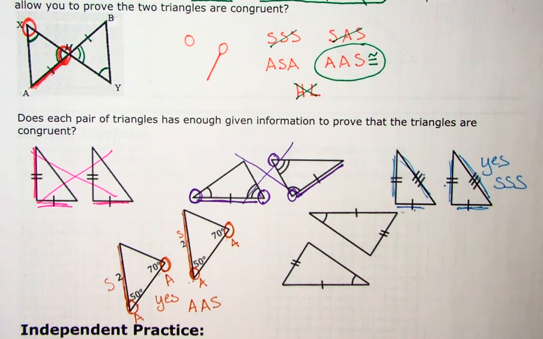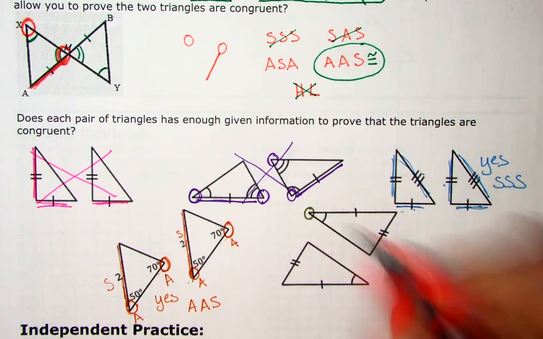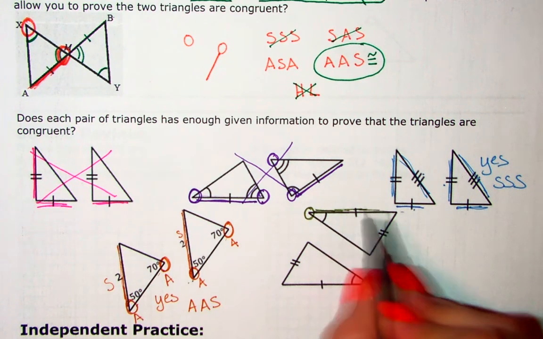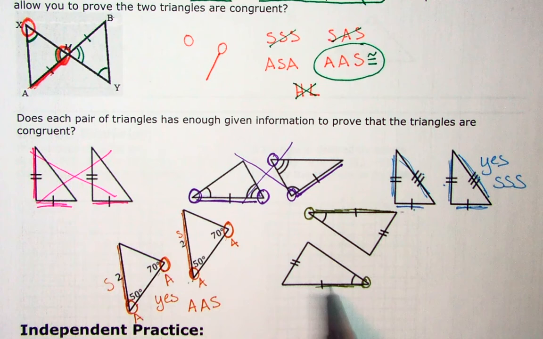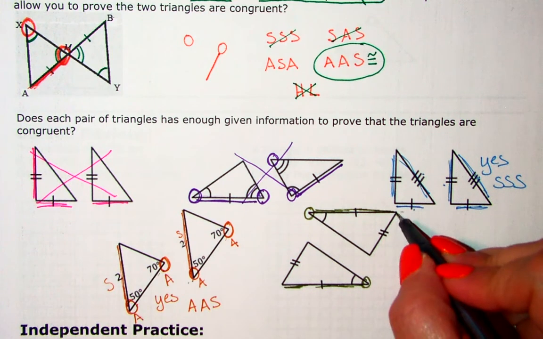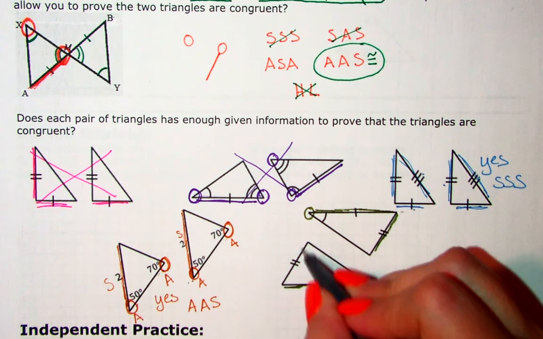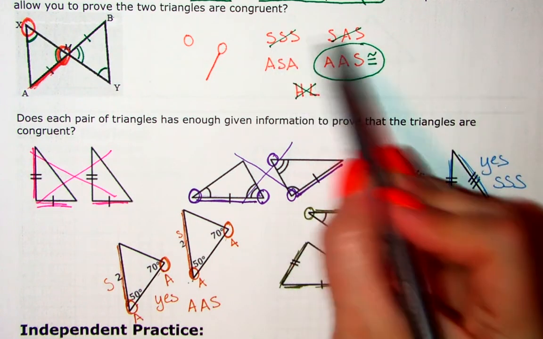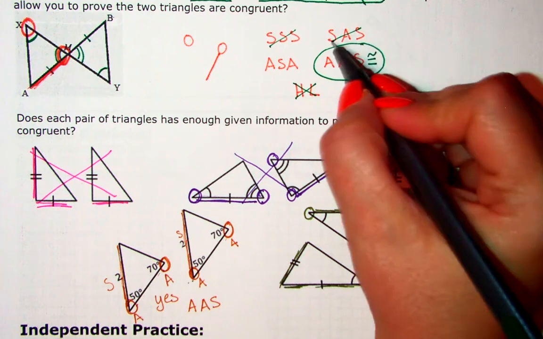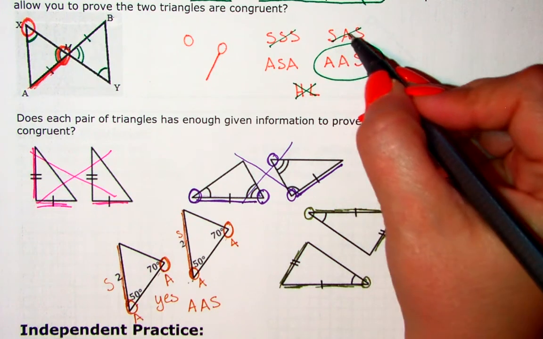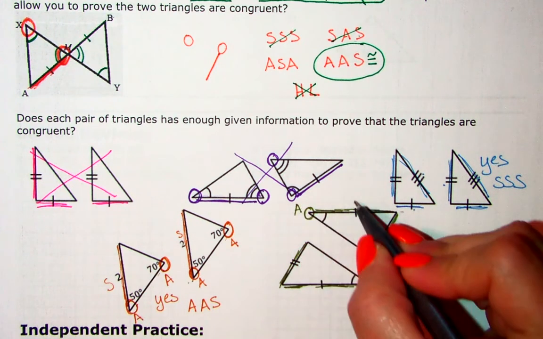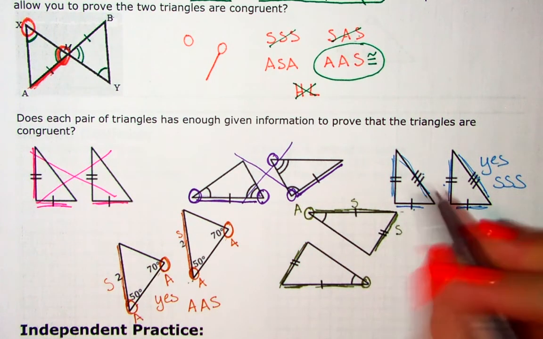When I look at my last one in this section for guided practice, I have an angle that matches an angle. I have a side that matches a side. And I have another side that matches another side. So I have 2 sides and an angle. We're going to be testing side, angle, side. Notice the angle has to be in between the 2 sides. So here's my angle, and then I've got a side here and a side here.